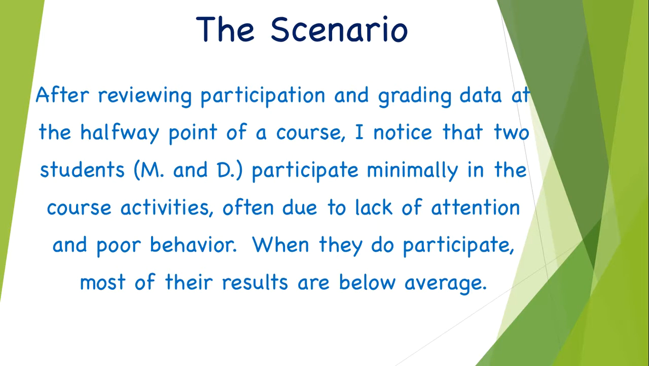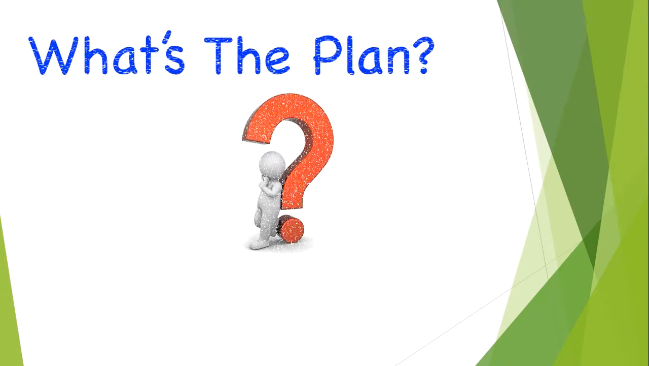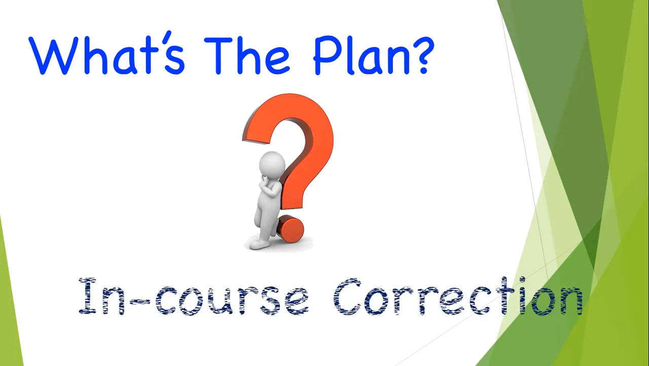After reviewing participation and grading data at the halfway point of a course, I noticed that two students, I'll refer to them as students M and D, participate minimally in the course activities, often due to lack of attention and poor behavior. When they do participate, many of their results are below average. So we'll need to plan to improve performance for these students, and I'm going to use in-course correction to help me revise my course and make success possible.